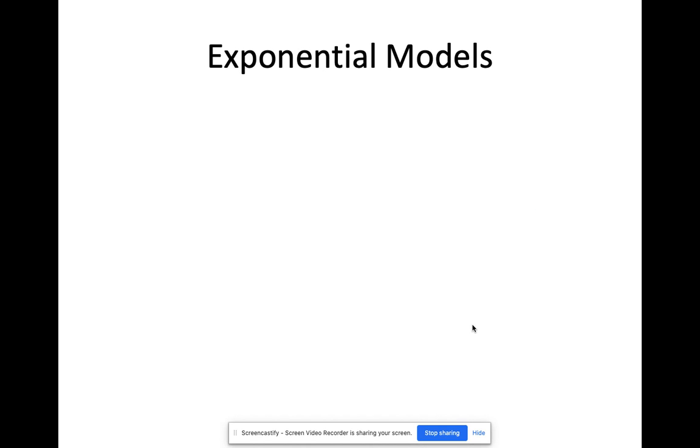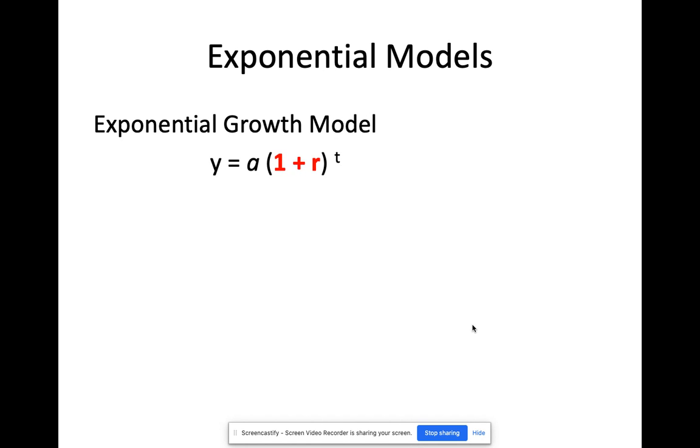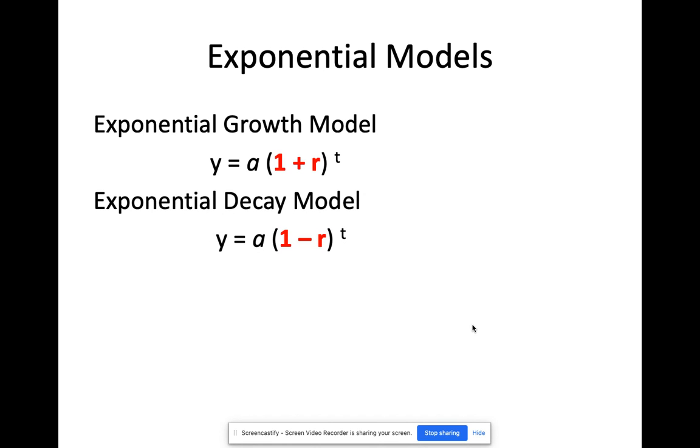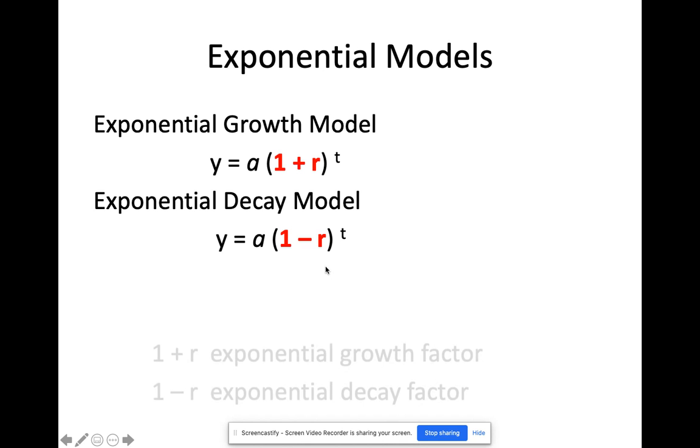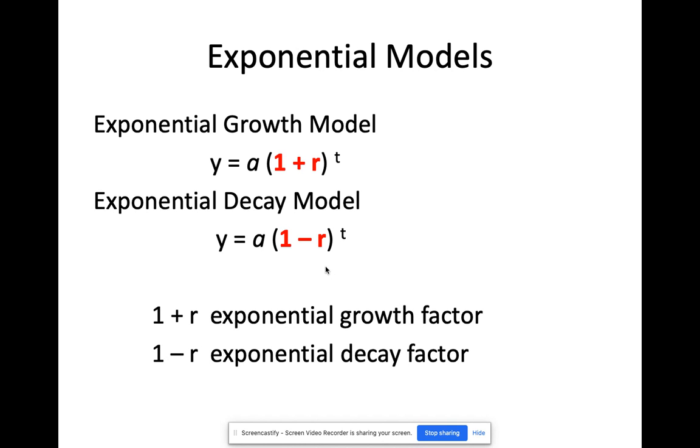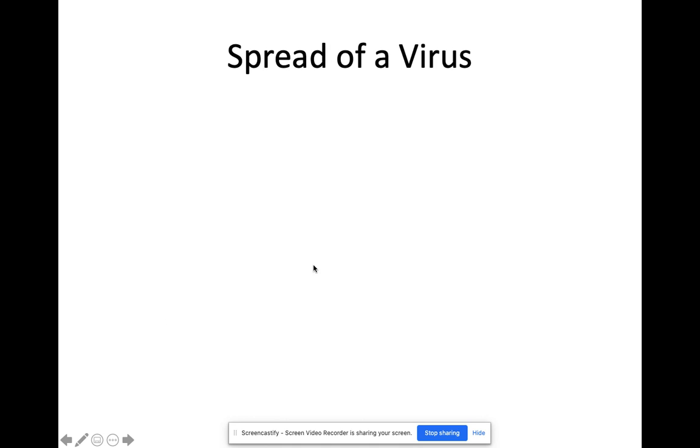Now we have exponential models. Since we have growth and decay, we have a growth model and a decay model. The ones marked in red are the growth rates and the decay rates, or the decay factor. R is the percentage of how it is going up and the percentage of how it is going down. One specific example of exponential growth and decay is the spread of a virus.